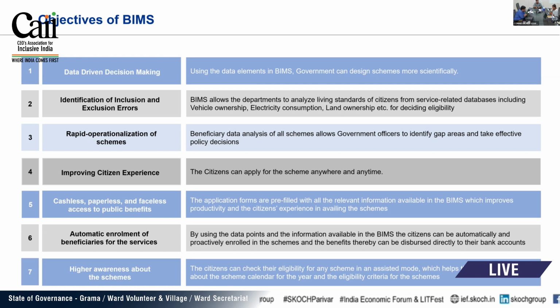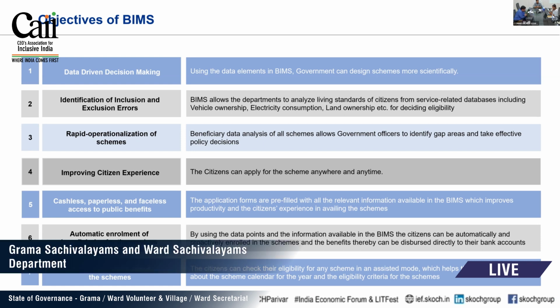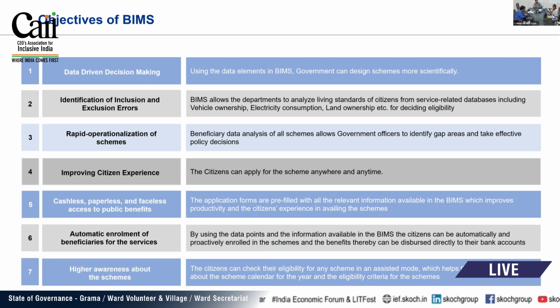And then rapid operationalization of these schemes. That means whenever the government wants to improve a specific scheme for some community or group of communities, BEAMS helps us deliver those schemes within a matter of 10 days, because all the departmental data is centralized through an API system using technology here at GSWS. So whenever a decision needs to be made, we generally complete that in a matter of a few days.